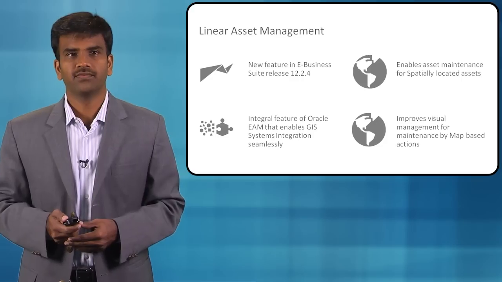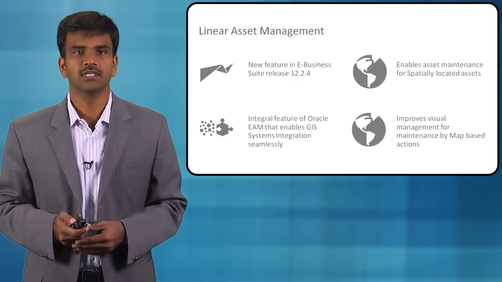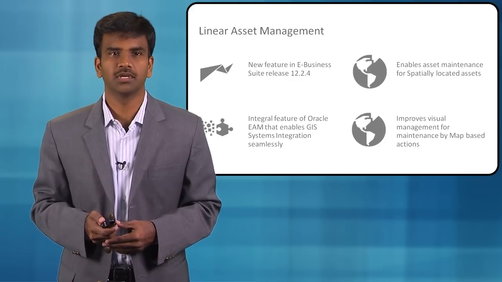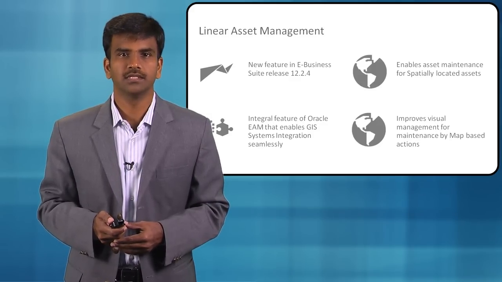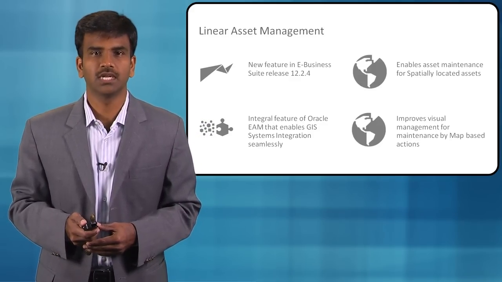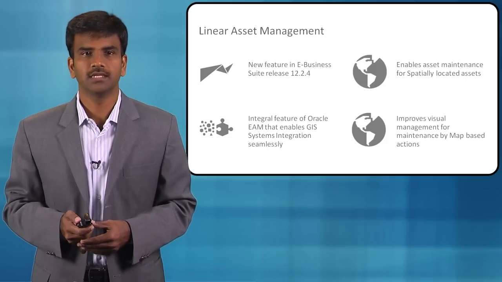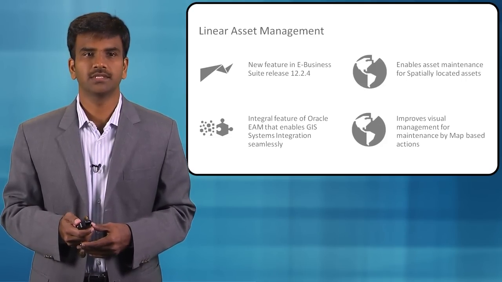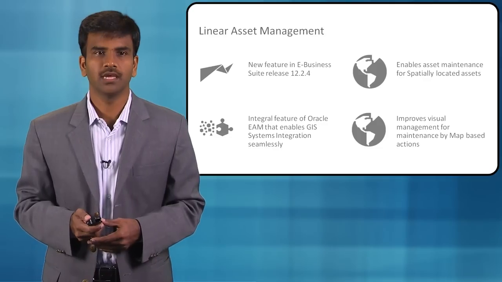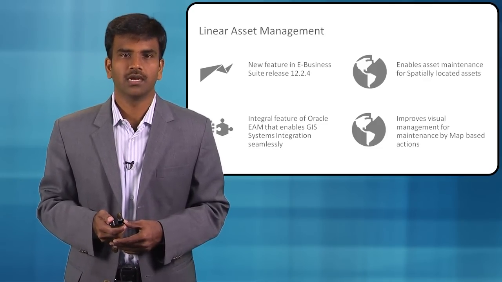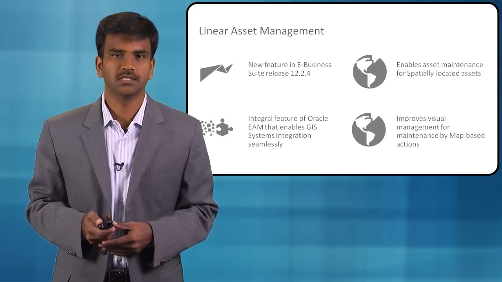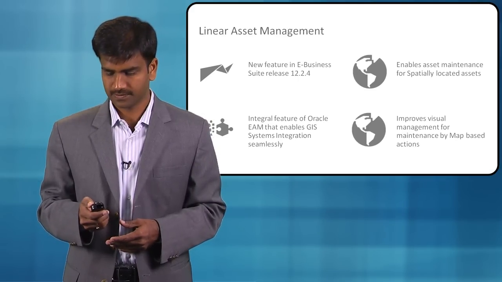As an introduction of the linear asset management feature, this is a new feature in EBS suite release 12.2.4, which has been released in the month of August. And this enables asset maintenance for spatially located assets. And it is an integral feature of Oracle EAM that enables the GIS system integration seamlessly into the Oracle EAM ERP system. And it improves the visual management of maintenance of spatially located assets with improved map actions.